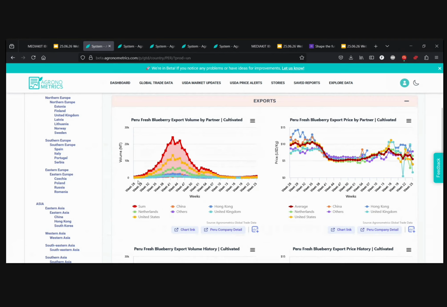So here we have the weekly exports by destination. You can see the role of the United States, China, Hong Kong, which might come together, for example, in the Pro-Arándanos data set, the United Kingdom, and every other destination that's reported through the export authority, which is also the tax authority. It's called SUNAT in Peru. That's our source for this data.